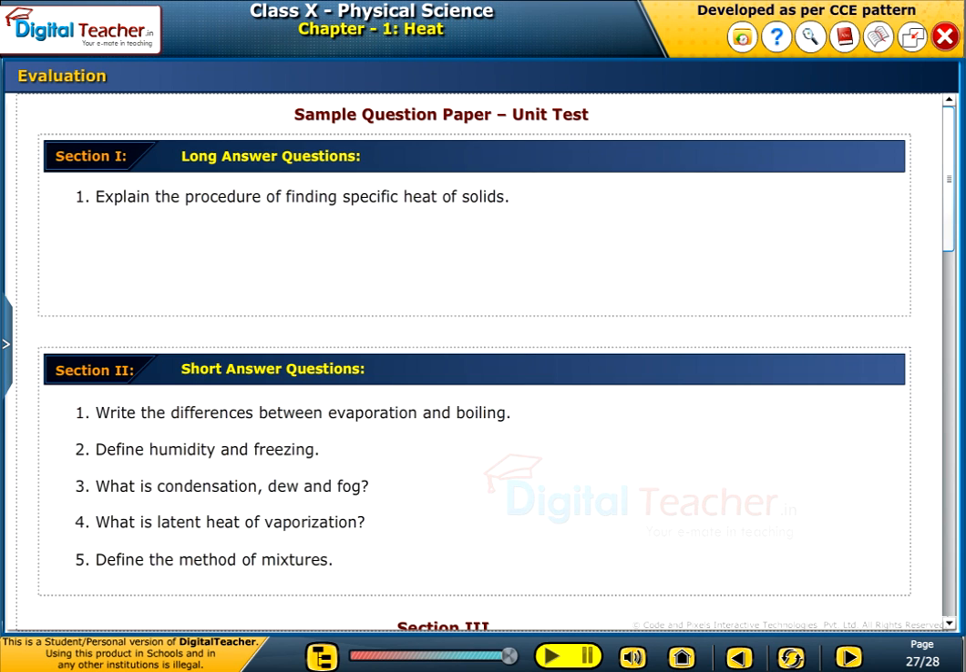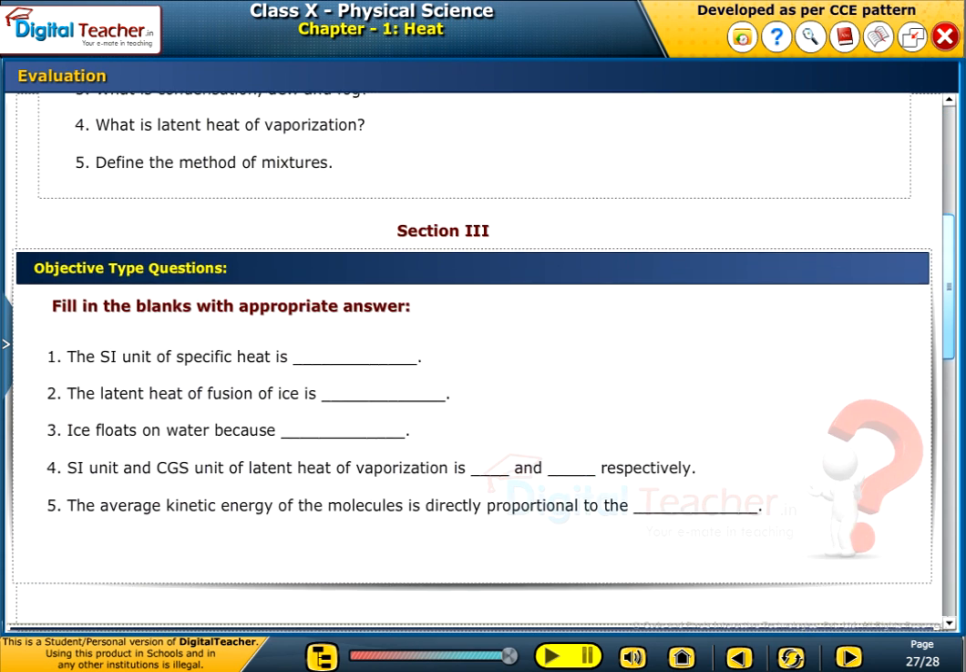Evaluation. Test your understanding of the lesson by taking the mock unit test.